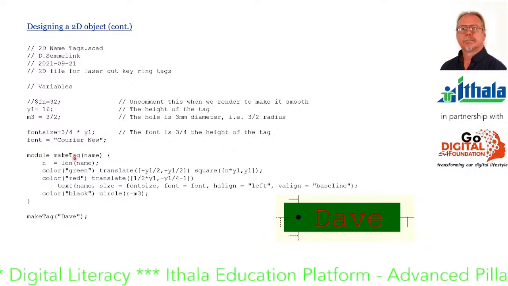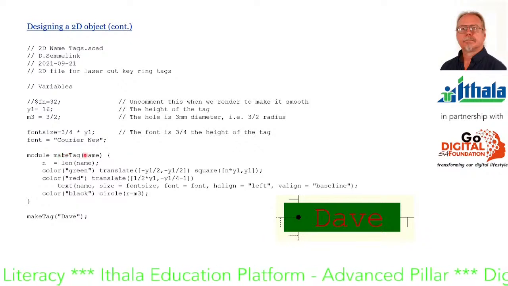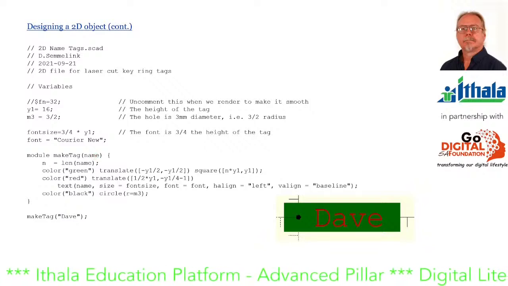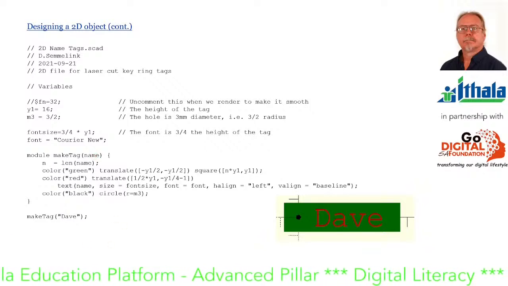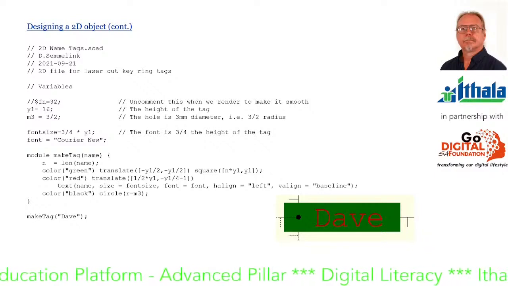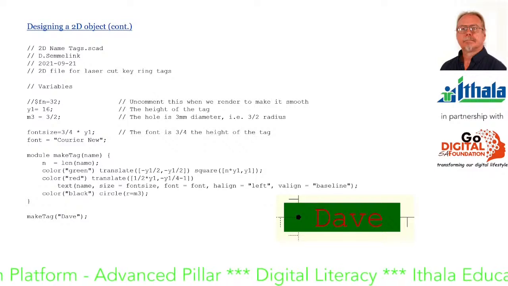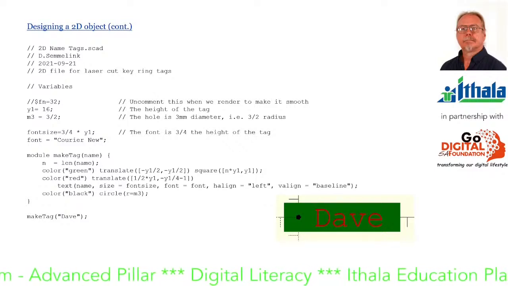Okay, so you can see here, I say module. I've given the name of the module. I've made it make tag. Then I've got parentheses, and I've got a parameter, which is name. Okay, so we put parameters inside the parentheses. Since the module is going to print a name on the tag, we just call it name. We put the code for making the tag in between the curly braces.